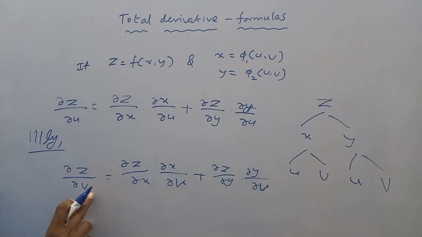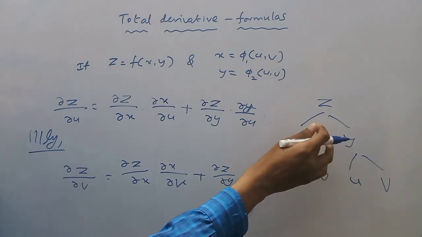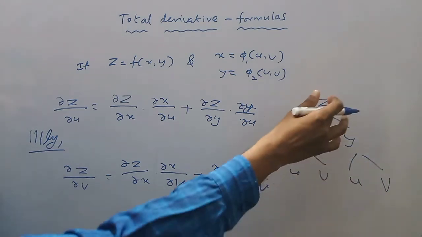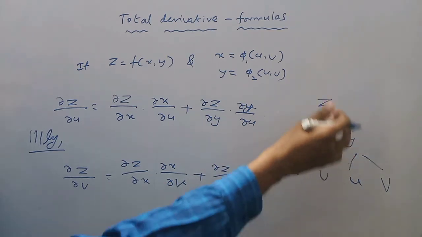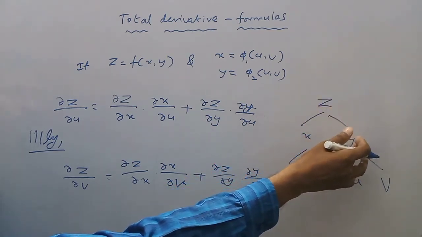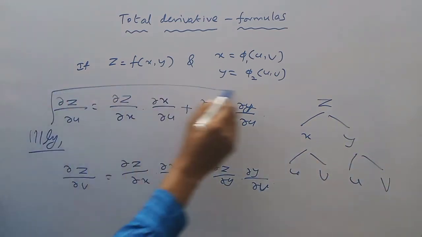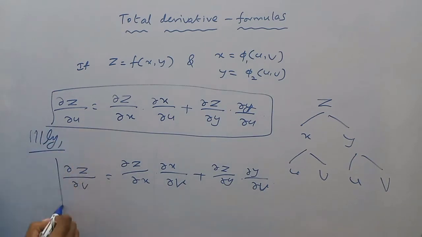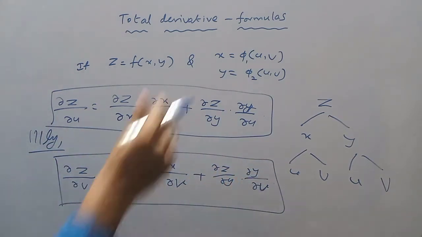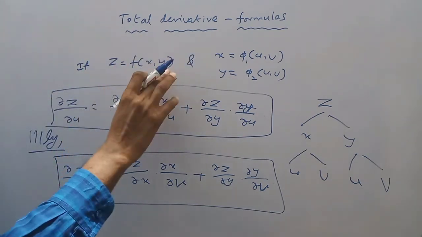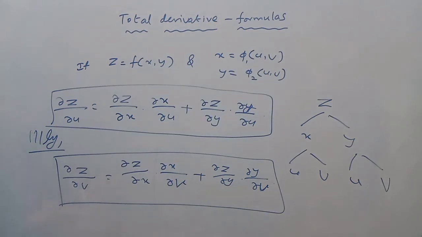So once again, dou z by dou v equals: to reach v, we have two possibilities. One is through x, another one through y. So dou z by dou x into dou x by dou v, plus dou z by dou y into dou y by dou v. So these two are the formulas in total derivatives, for z a function of x and y, which in turn are also functions of two variables.